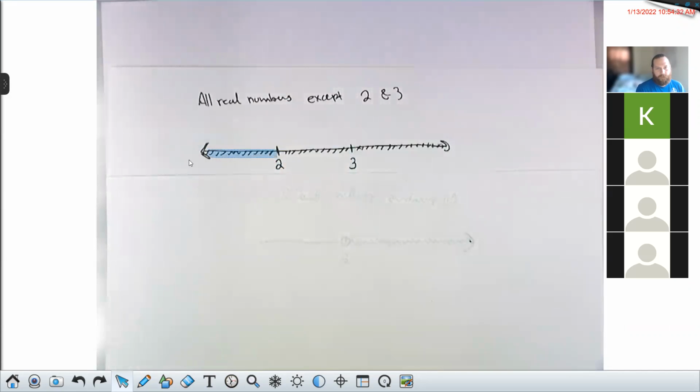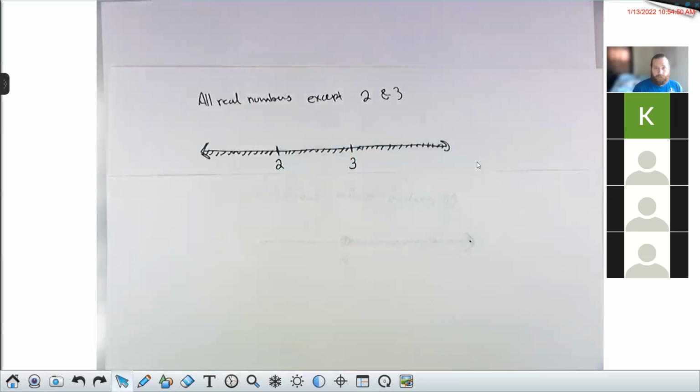So that means everything to the left of 2 is good. Everything between 2 and 3 is good. And there is a lot of stuff in here, right? Like 2.5, 2.1, 2.9. Don't forget this stuff. And then everything to the right of 3 is good as well.